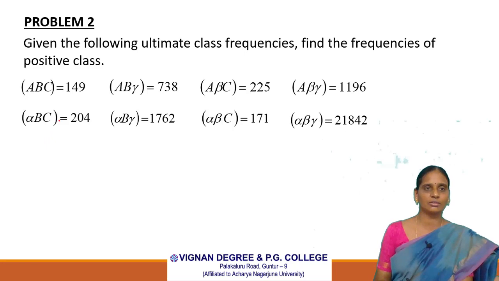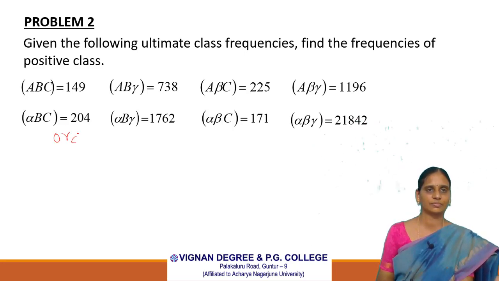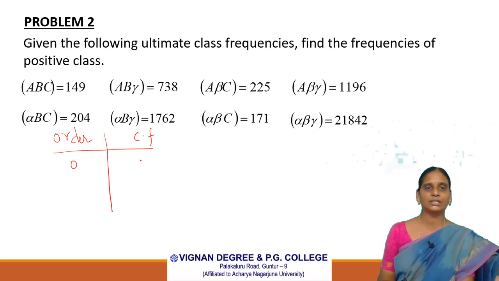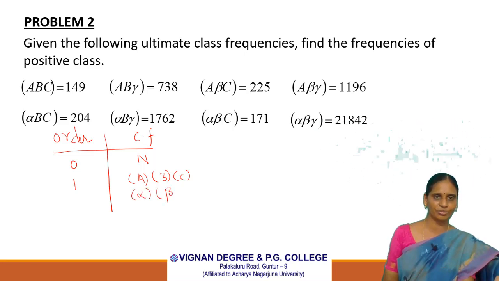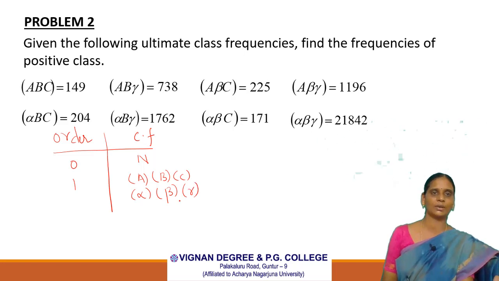First, we have to observe what the class frequencies are. We are taking three attributes: order and class frequencies. In 0th order, the corresponding class frequency is capital N. In the first order, the corresponding class frequencies are frequency of A, frequency of B, frequency of C, and frequency of alpha, frequency of beta, frequency of gamma.